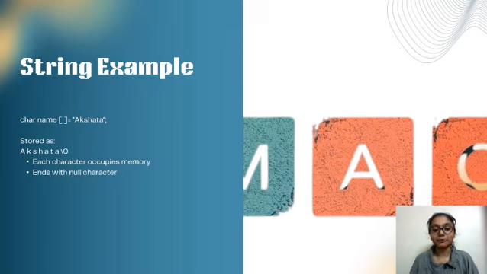In this slide, I'll be explaining a string example. This example shows how a string is stored in memory. Each character takes space and the string ends with a null character. This is important because it tells the program where the string ends.